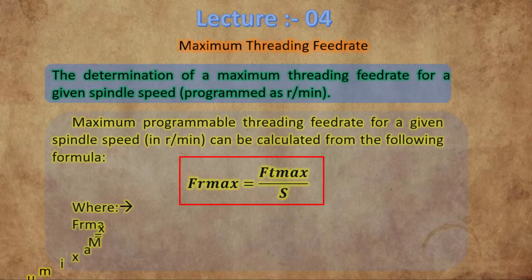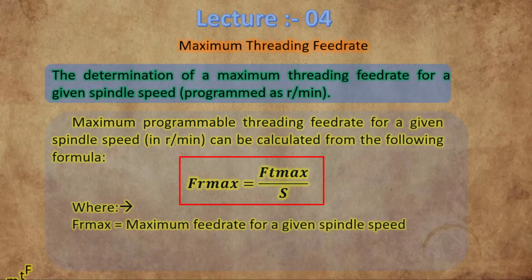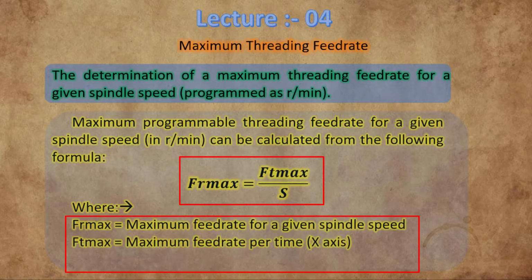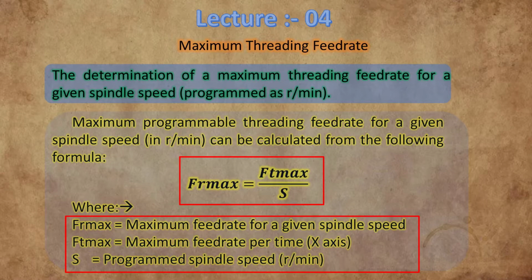The maximum programmable threading feed rate for a given spindle speed in revolutions per minute can be calculated from the following formula. Fr max will be equal to Ft max divided by S, where Fr max is the maximum feed rate for a given spindle speed, Ft max is the maximum feed rate per time in the X-axis, and S is the programmed spindle speed in revolutions per minute.